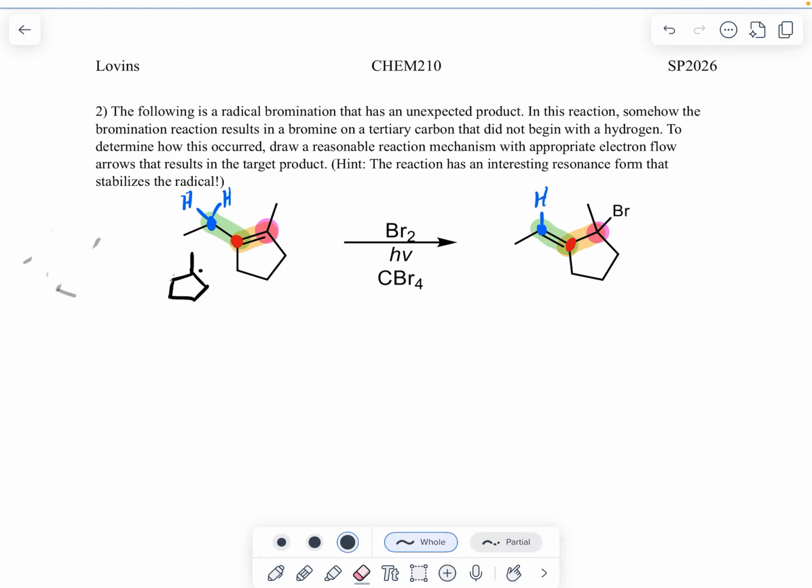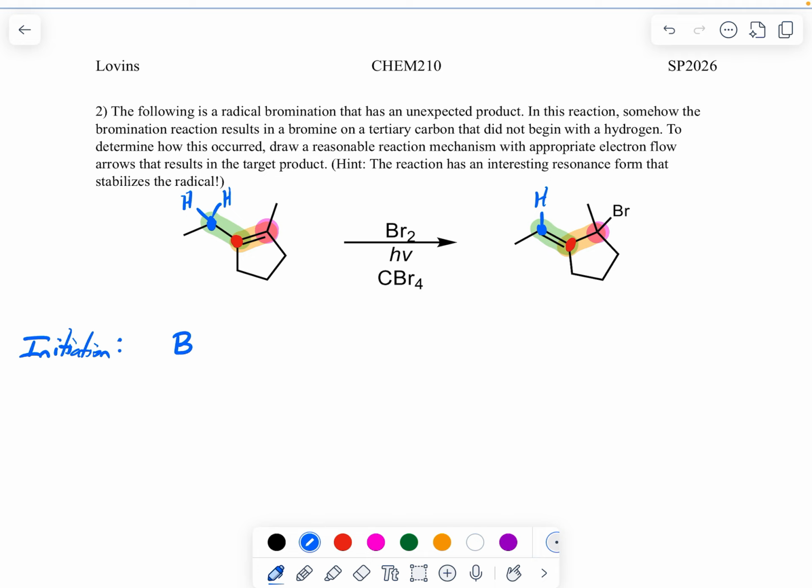All right, so let's go ahead and erase that, and we'll start off with our first step, which of course is initiation. In our initiation step, this is always where our bromine-bromine bond is going to be broken, right? Light comes in, we break the bromine-bromine bond, and 1 electron ends up being given to each bromine, which gives us 2 bromine radicals. Right? And so these bromine radicals are what we're going to use in our propagation 1.